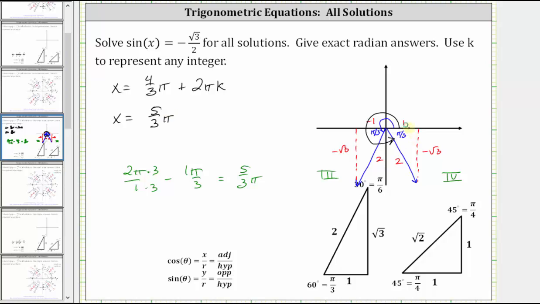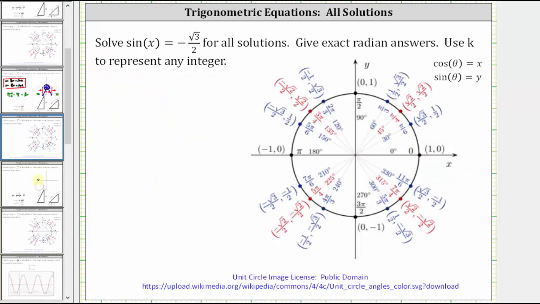And then again, to get all the coterminal angles to the angle in the fourth quadrant, we add multiples of 2 pi, giving us plus 2 pi k radians. And now we have all of the solutions to the given equation. And now let's verify this using the unit circle. Remember, on the unit circle, sine theta is equal to y. And again, we know y is negative in the third and fourth quadrants.